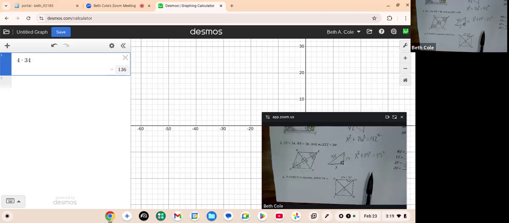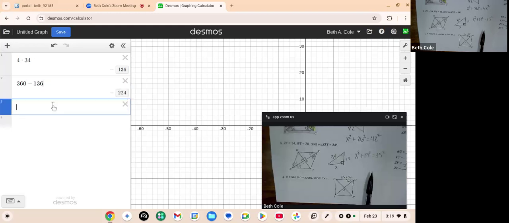Now, all the angles should add up to what? If you forgot, flip your paper back over. It was one of the first things we did at the top. All the angles add up to 360. So if I do 360 minus 136, 224 is what I've got left. And I want to split that also 4 equal ways. So I'm going to take my 224 and divide it by 4. I got 56.